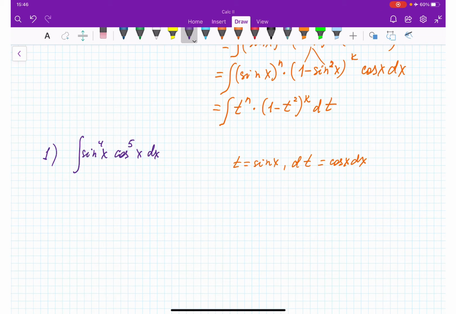So we are getting integral sine x to power 4 cosine x to power 4. We take one cosine and leave it for dx, right? Breaking down 5 into 4 and 1, cosine x dx.